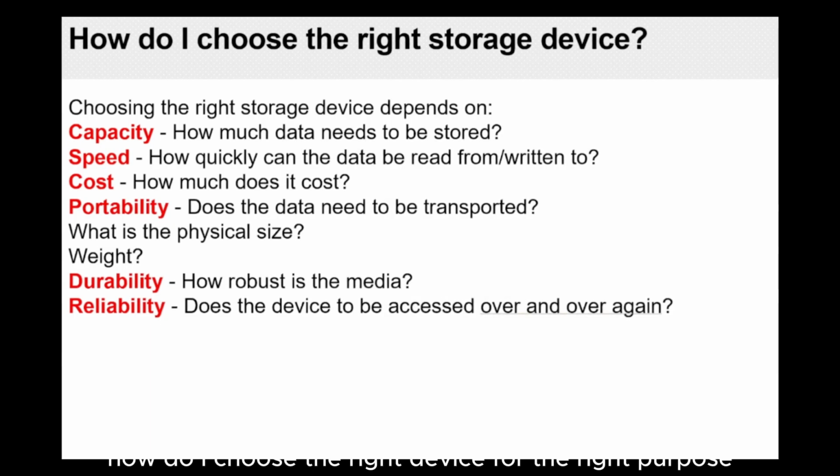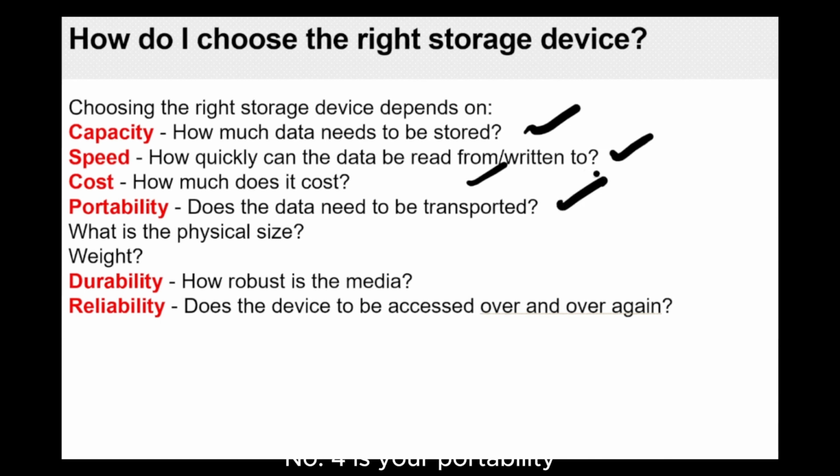Now, how do I choose the right device for the right purpose? This is a very important question which comes in your exam, choosing the right storage device for the right purpose. So, what are the six things you need to look at? Number one, the capacity. Then you have to look at the speed. Number three is your cost. Number four is your portability. Number five is your durability. And number six is your reliability. These are the six things you need to remember when you're choosing the right device.